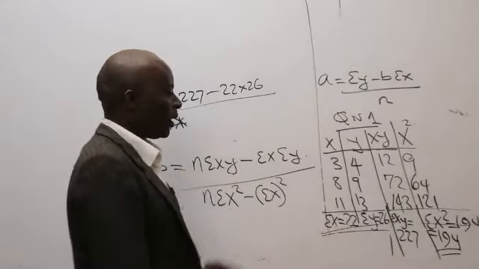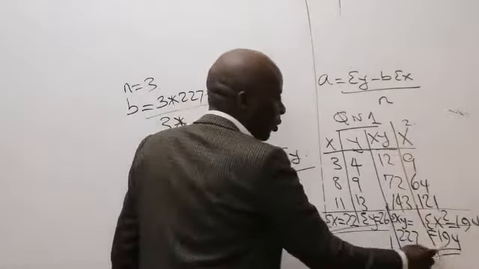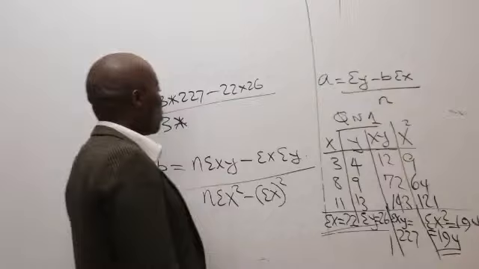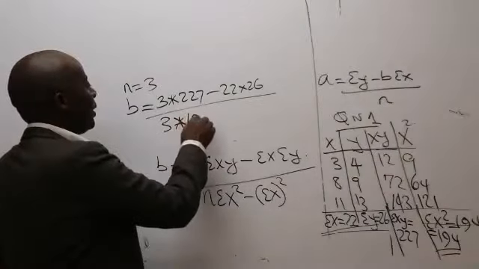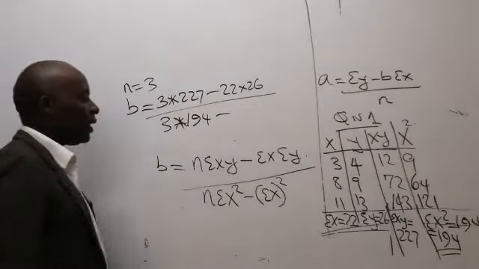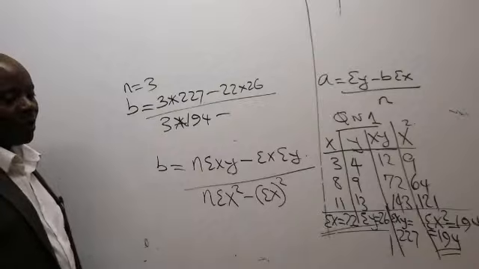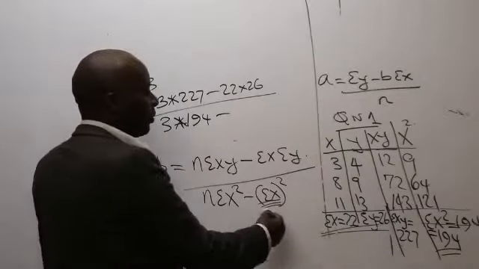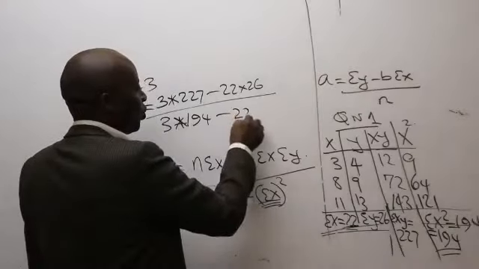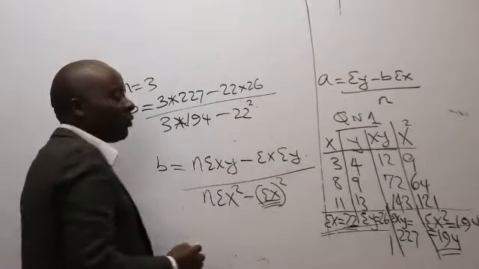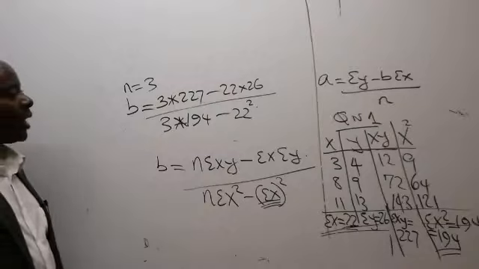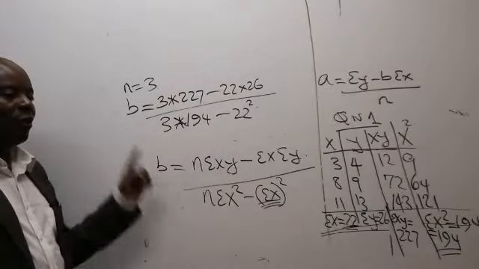Sigma x squared, you already have it somewhere here. You took individual values of x, you squared them, and then you added them up. So this one here gives us 194. Minus, into brackets, what do we have? Sigma x. Sigma x is here, which is 22 squared.